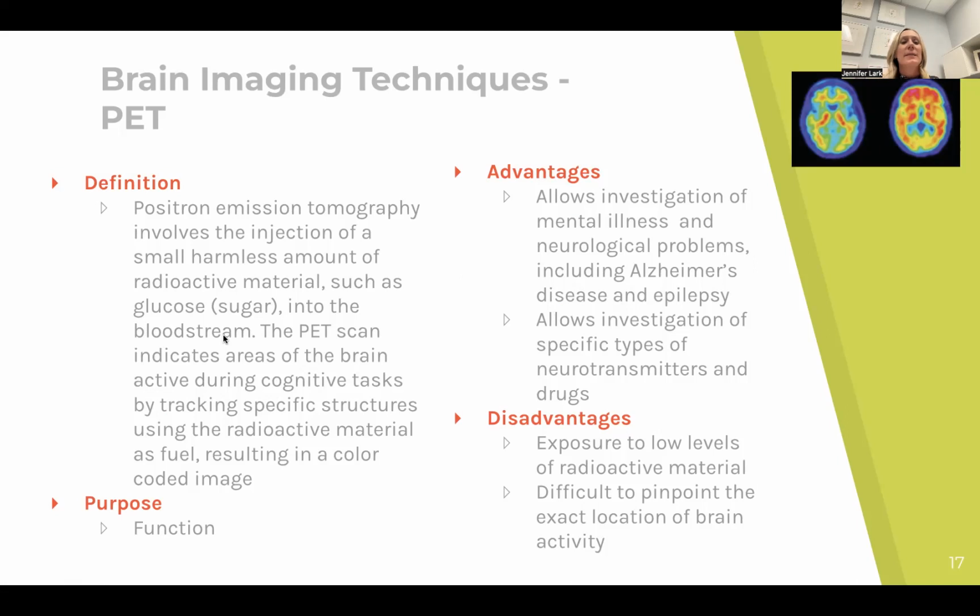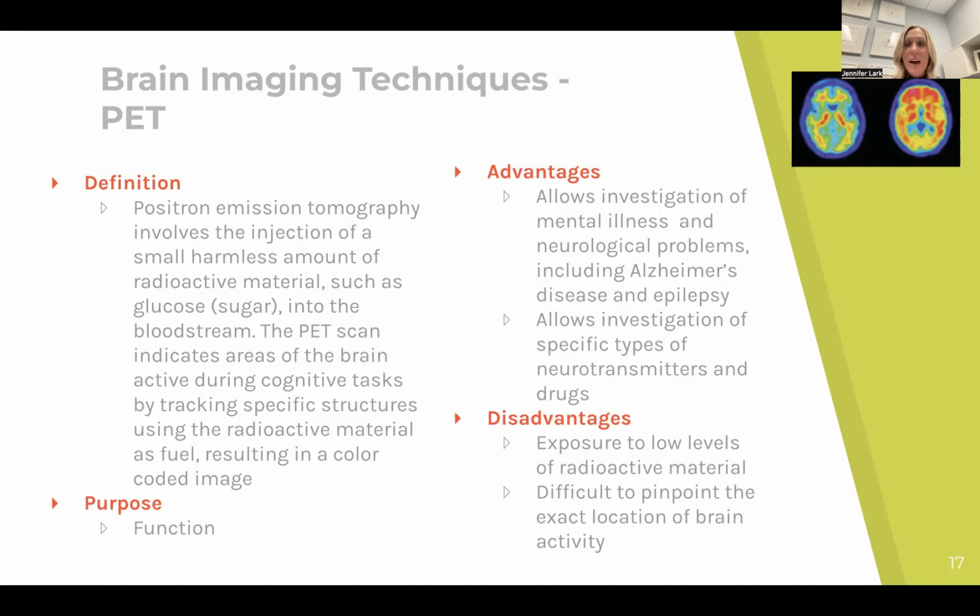Contrast that with a PET scan. Okay, so a positron emission tomography scan, a PET scan, involves injecting a small harmless amount of radioactive material like glucose into the bloodstream. And then the PET scan, the sugar, the glucose in that injection, it travels to your brain and it lights up different areas of the brain that are particularly active during particular tasks.